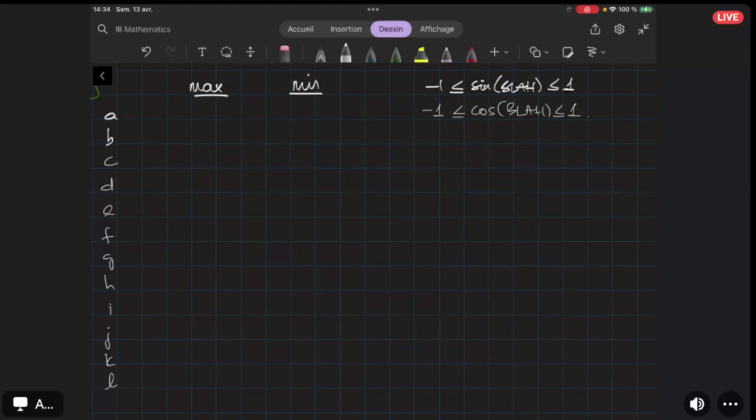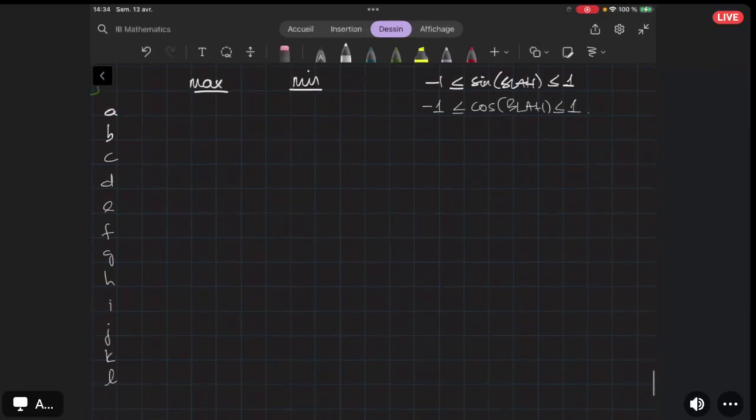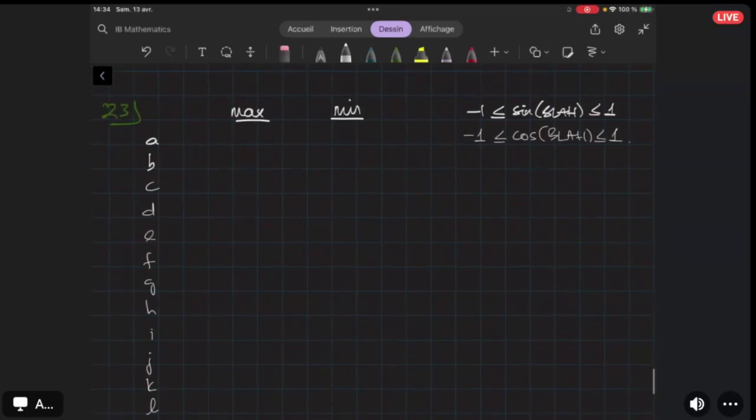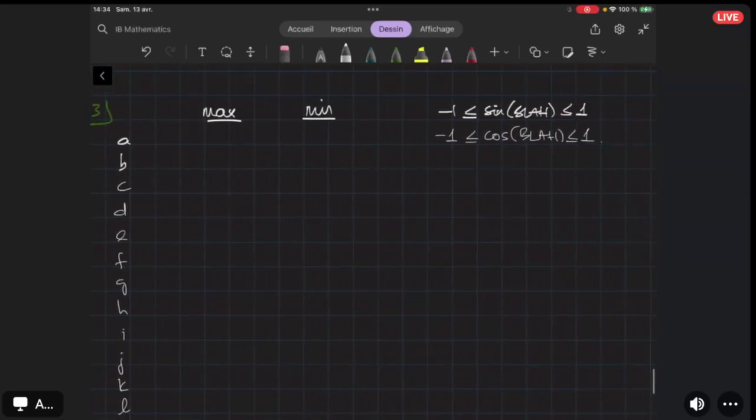So, yes, just quick fire. This one shouldn't take long. 3a, what's the maximum? Maybe I should do one together. Yeah, maybe that's a good idea.